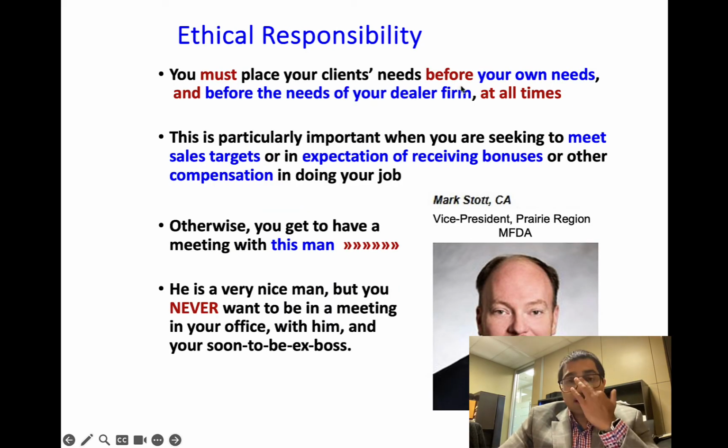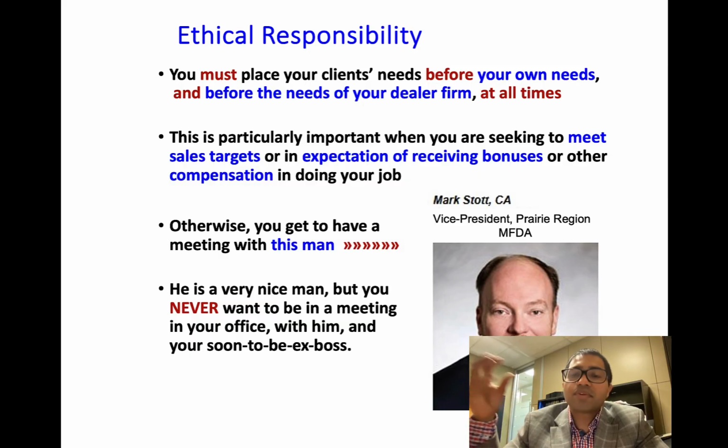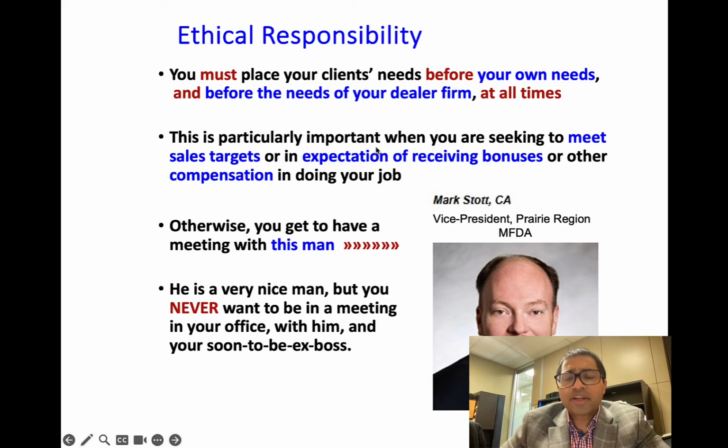You must place your client's needs before your own and before the needs of your firm. Sometimes the firm can pressure you to do sales of a particular product, right? So you might have, let's say, a target of selling equity mutual funds, but all your clients are not suitable for that product. In that case, you have to follow the client rather than following your firm's target. Okay, this is particularly important when you're seeking to meet sales targets or in expectation of receiving bonus or other compensation in your job.